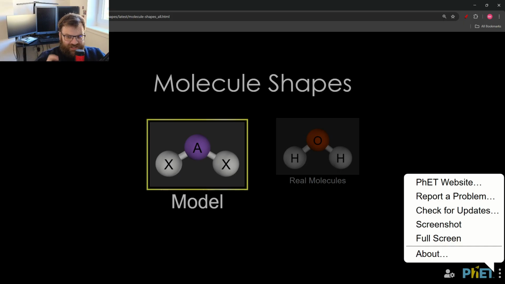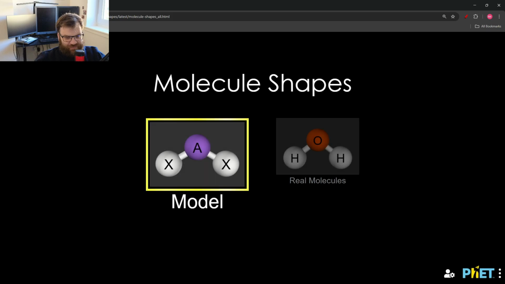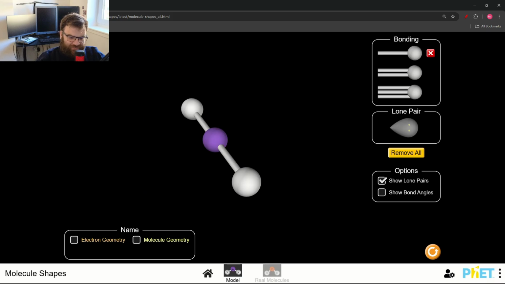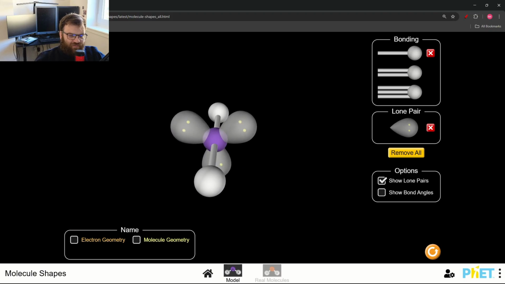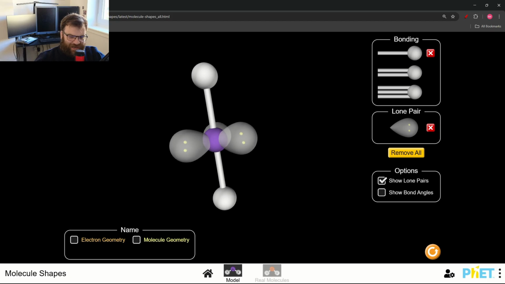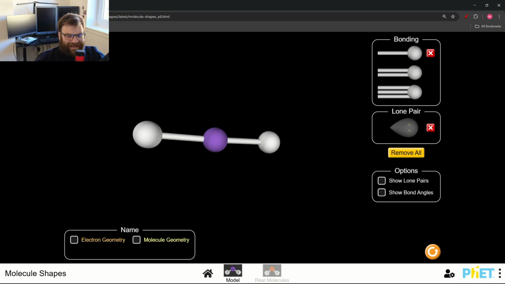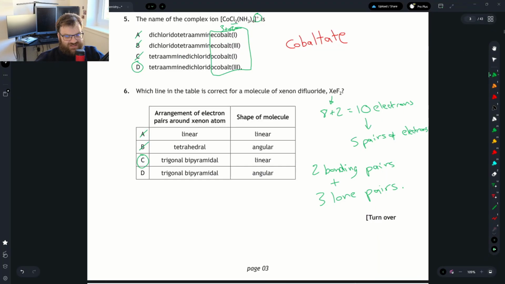If visualizing the shapes isn't something that comes naturally to you, PHET, P-H-E-T, have a simulator on their website which allows you to input different numbers of lone pairs and bonding pairs to visualize what effect they would have. We had 2 bonding pairs. Our 3 lone pairs will form a kind of belt around the central atom, and that will keep the 2 atoms that have joined in a linear shape. We have trigonal bipyramidal electron geometry, whereas the overall molecule is a linear molecule. So be very careful about electron pairs versus the shape of the molecule.